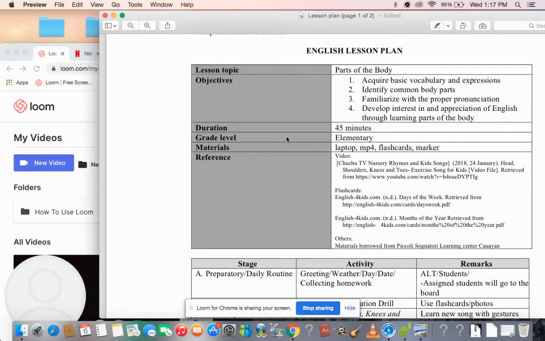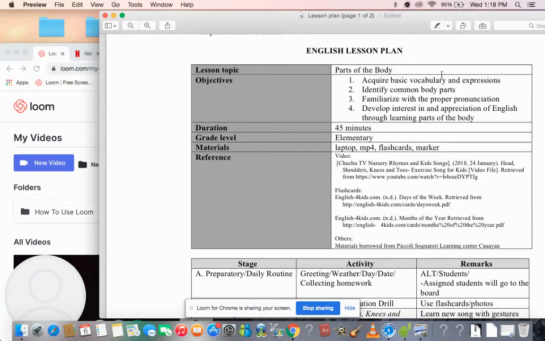The grade level: if you're teaching elementary or high school, or if you want to be specific, you can say first grade, second grade. Then materials. What are the things that you need for implementing your lesson plan? You could put laptop, MP4, flashcards, or marker. Then this is very important: if you have references, you have to put them. I did APA format, so you can Google how to do the APA format style.